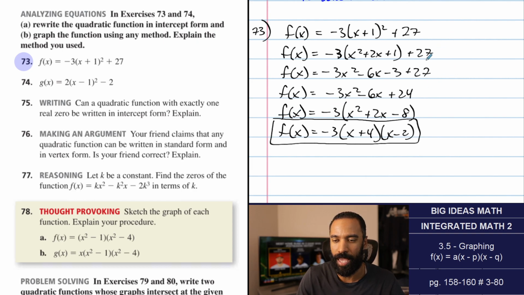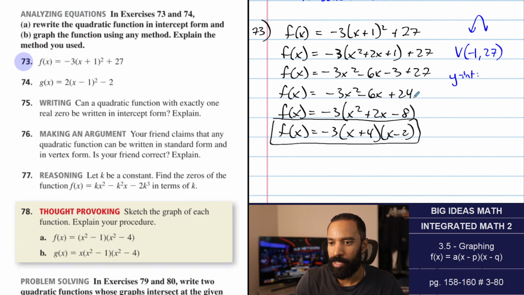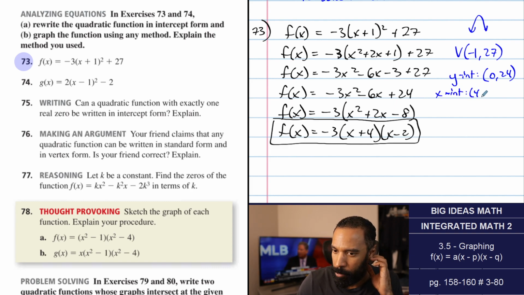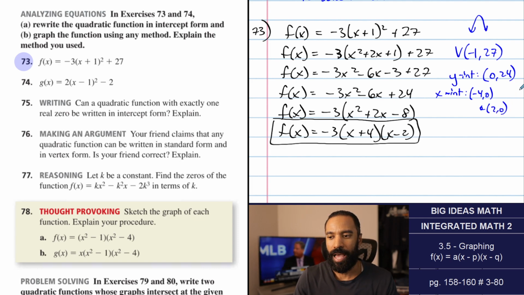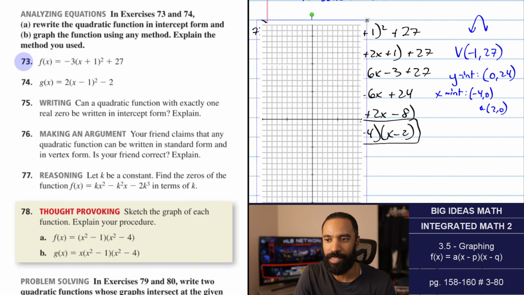So here are all the features that we have from this. I know we have a vertex of negative 1, 27. I know it's a downward facing graph. We have a y-intercept of 0, 24. And I can reflect a point across the axis of symmetry at x equals negative 1. We have x-intercepts at, next time I'll just write the numbers, negative 4, 0 and 2, 0. So that's a lot of points I can use to make this happen.